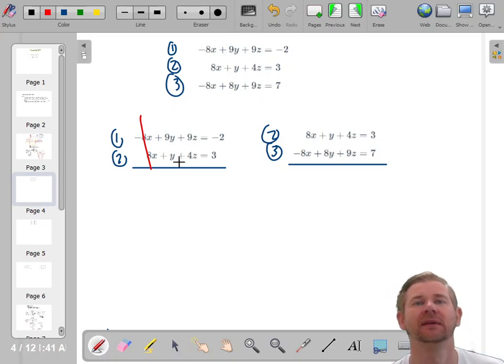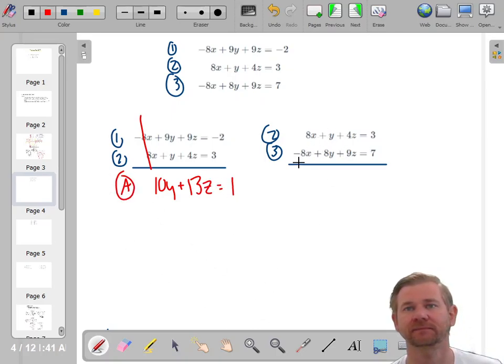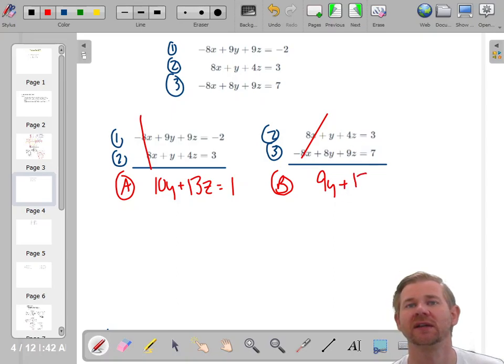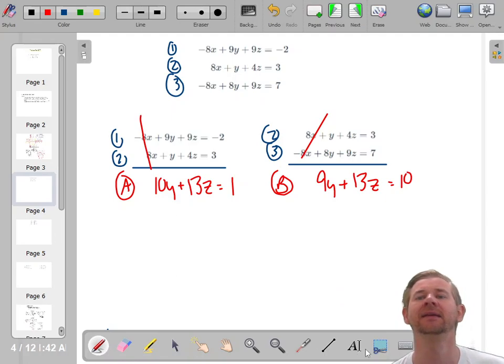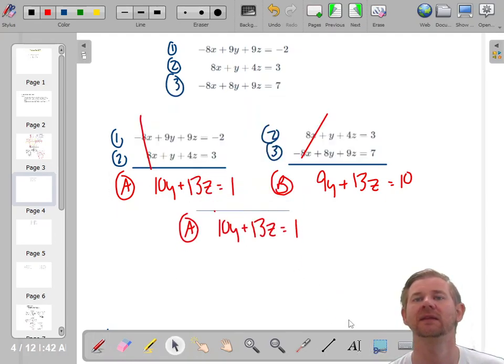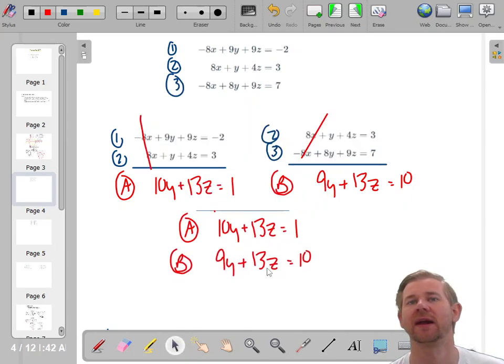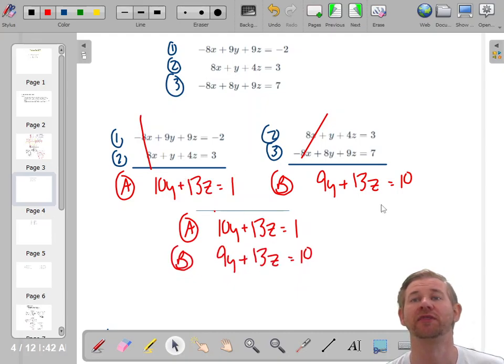Those go away. 9 plus 1y is 10y. 9 plus 4 is 13z. And 3 minus 2 is 1. I'll call that my A equation. Those go away. For my B equation, 8 plus 1 is 9y, 4 plus 9 is 13z, and 7 plus 3 is 10. And again, you'll notice that we got lucky. The z's are opposites. When you take your A and B equations, oh wait, they're not opposites, but I can make them opposites. They're both 13.